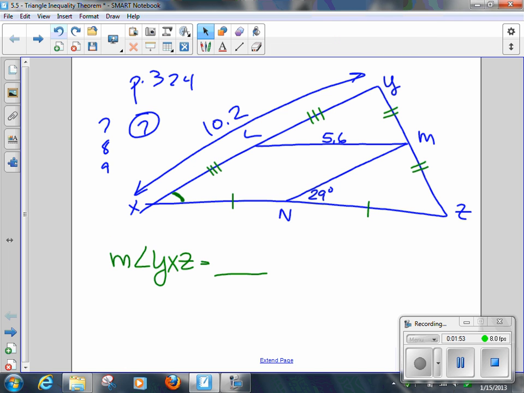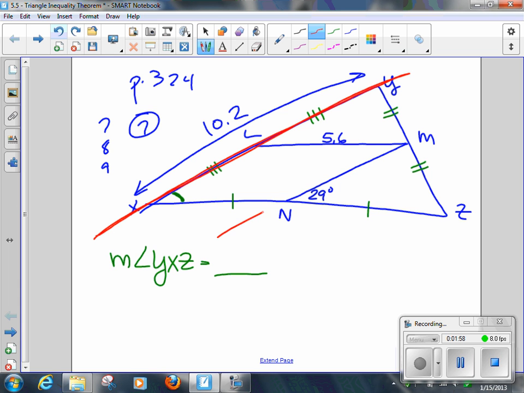You got to remember that these lines right here are parallel, okay? And if they're parallel and we're trying to find this angle right there, folks, if I draw this as my transversal, this angle down here, MNZ, is 29, then what's this one right here? It's 29 degrees. How come? Corresponding angles. Okay? 29 degrees.